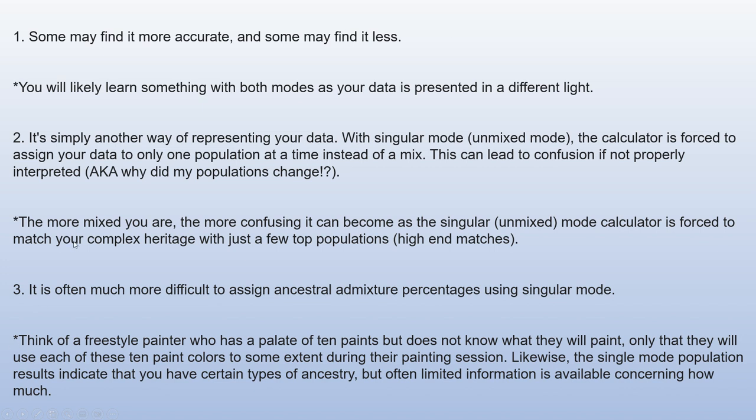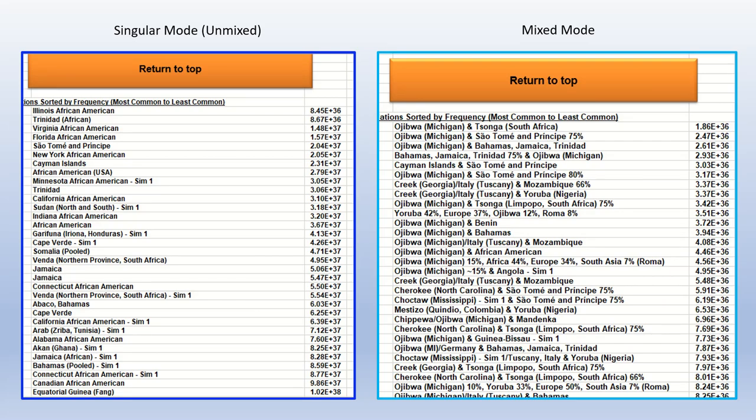This bottom bullet down here: think of a freestyle painter who has a palette of 10 paints but does not know what they will paint, only that they will use each of these 10 paint colors to some extent during their painting session. Likewise, the singular mode population results indicate that you have certain types of ancestry. Yes, absolutely. So in other words, what that last line down there is saying, folks, is that on the left, your singular mode results, when you get a match for a certain population, you can nearly be sure that you have ancestry from that population, especially within like maybe the top 20.